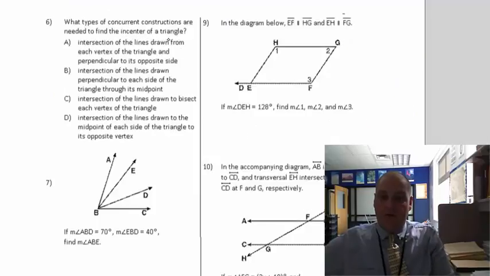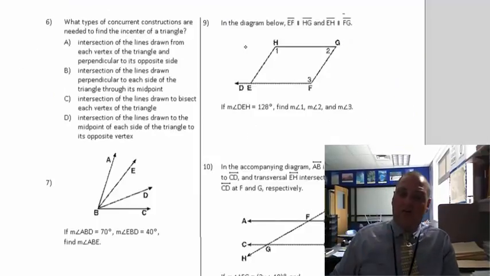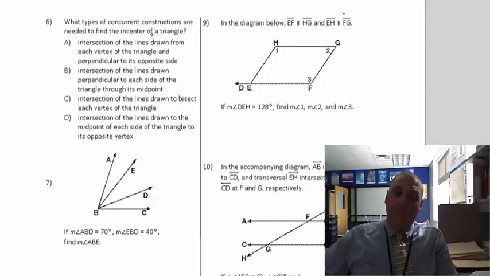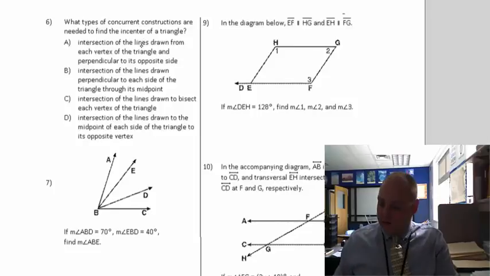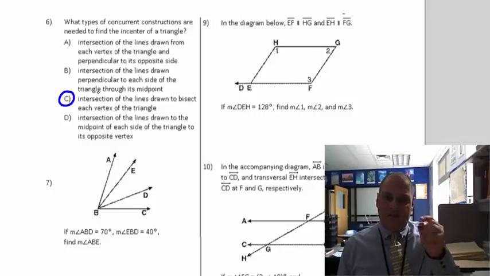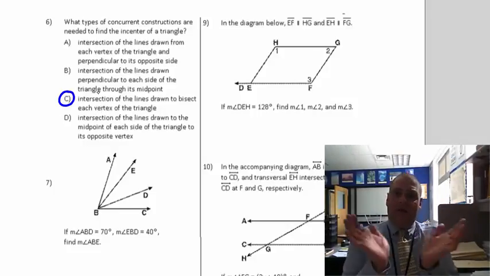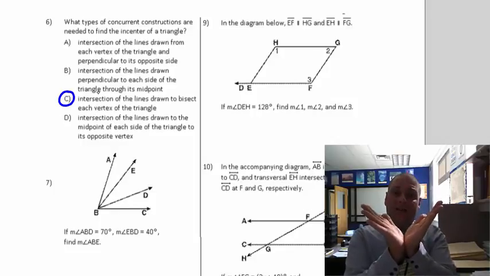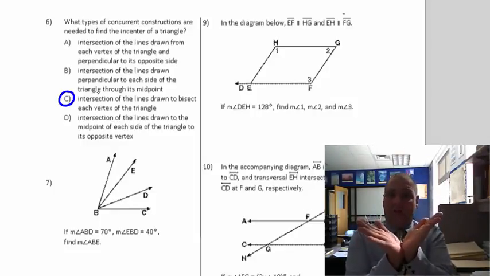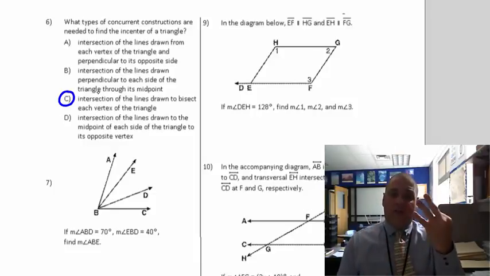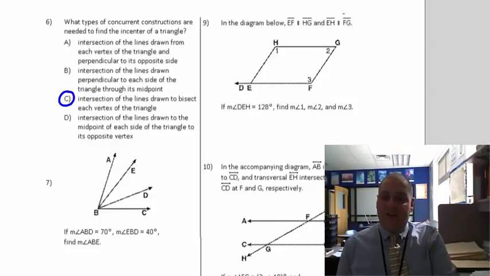All right. Hopefully we did well on those. What types of concurrent constructions are needed to find the incenter of a triangle? The incenter is found by making 3 angle bisectors. So that's going to be right here, the intersection of the lines drawn to bisect each vertex of the triangle. The vertex is the point where they come together, right? That's where the angle is. So if you bisect that vertex, you're bisecting the angle essentially, and if you do that 3 times for all 3 angles, all 3 vertices, that's going to create the incenter. That's the definition of incenter.